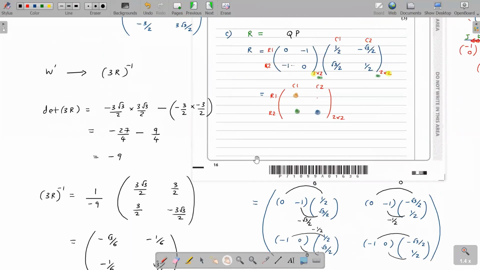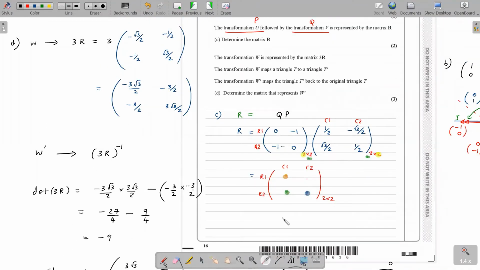I hope you understood what they meant by W dash here. Were you clearly able to understand that W dash is the inverse of the 3R matrix? Because the 3R matrix takes you from T to T dash, they want you to find a matrix that takes you back from T dash to T. To take from the image back to the object is definitely the inverse matrix. So we take the 3R matrix and get the inverse of it.